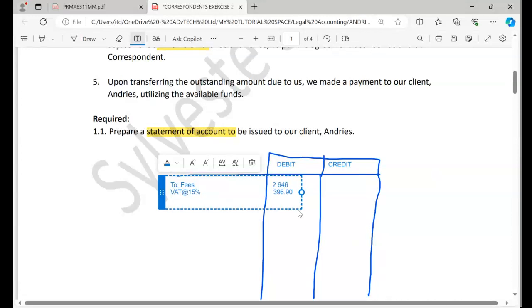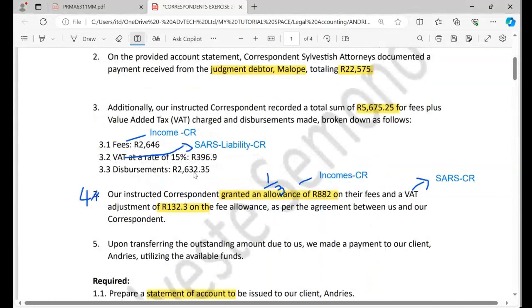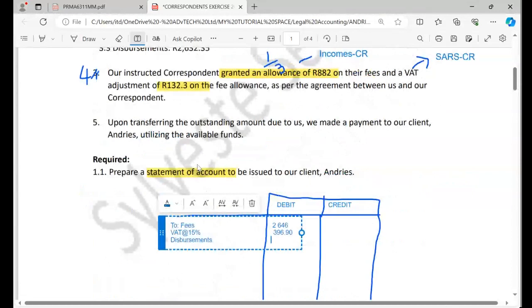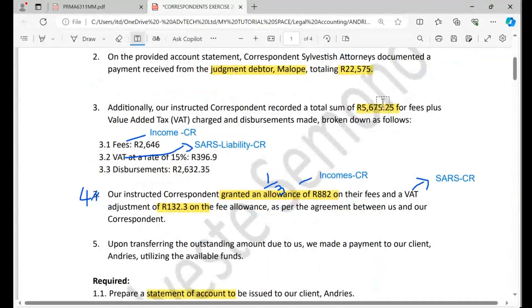And then again, you need to bring in the disbursements. The disbursements were how much? 2632.35. Can you see now? If you can remember, this is the total cost that was incurred by Andres. Remember, we had to deduct this from Andres. So we need to make sure that we do that, guys.